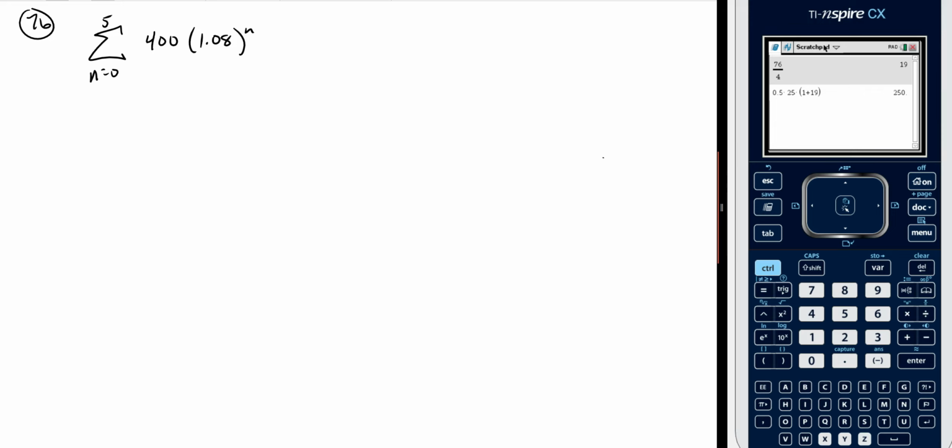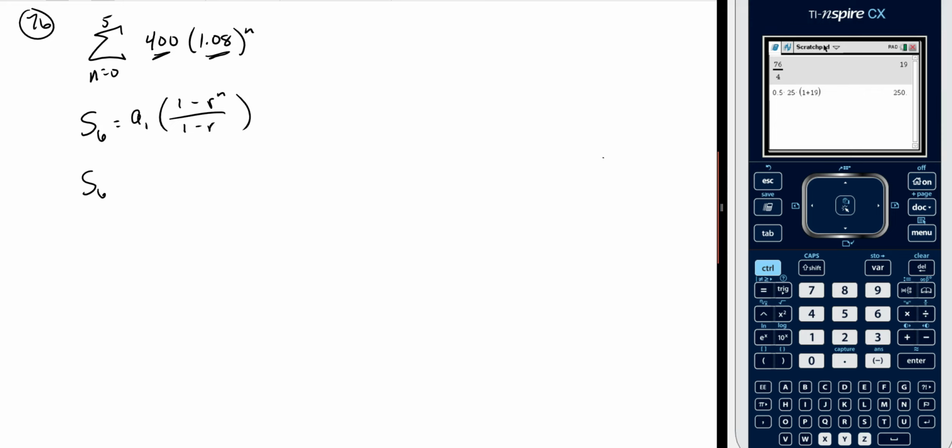Alright, 76. We've got find the sum of that sequence. It is geometric this time because I have an A1 and I have an R, a common ratio. And to do this by hand, the sum of this is going to be 6 terms because I'm going from 0 to 5. So we count in order 0, 1, 2, 3, 4, 5. So 6 terms. That's going to be A1 times 1 minus R to the n over 1 minus R.